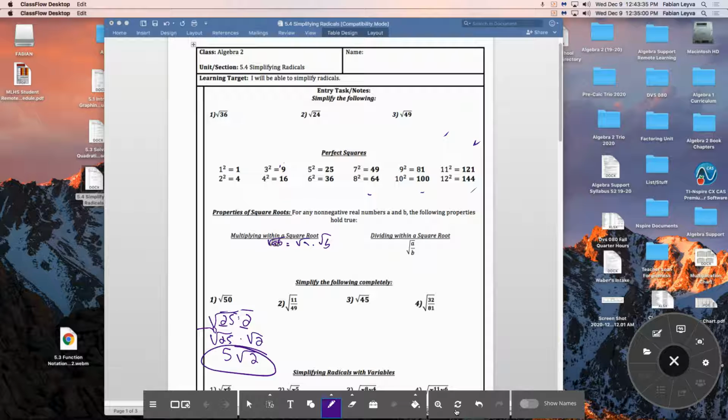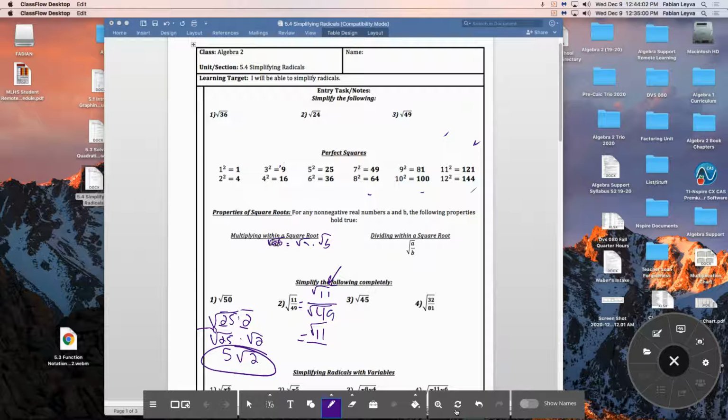All right, so let's go to the next one. Notice I have the square root of 11 over 49, 11 divided by 49. Remember that you can simplify these just by separating the numerator and denominator and taking the square root of each. Now, is 11 a perfect square? I'm looking at my list, it isn't. Can I rewrite 11 as a product of one of these perfect squares? The answer would be no. So that means that is as simplified as it could get.